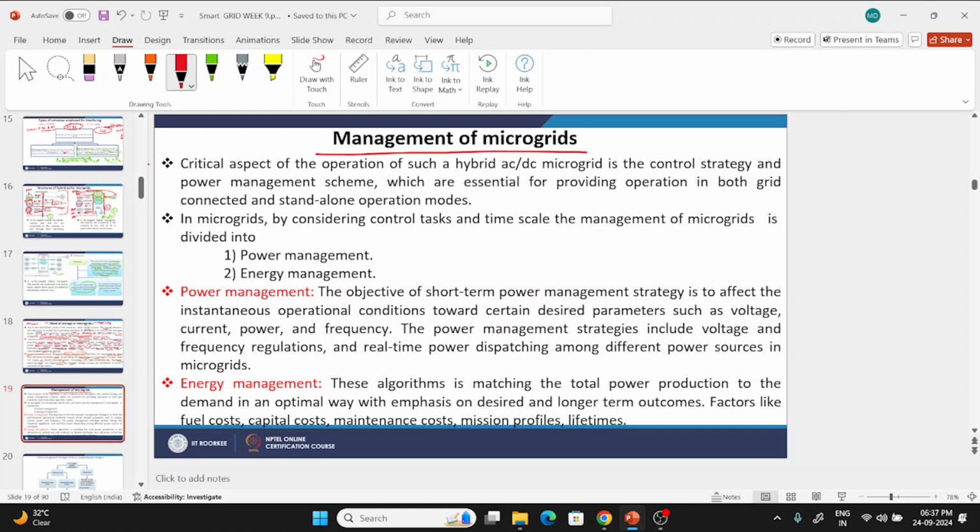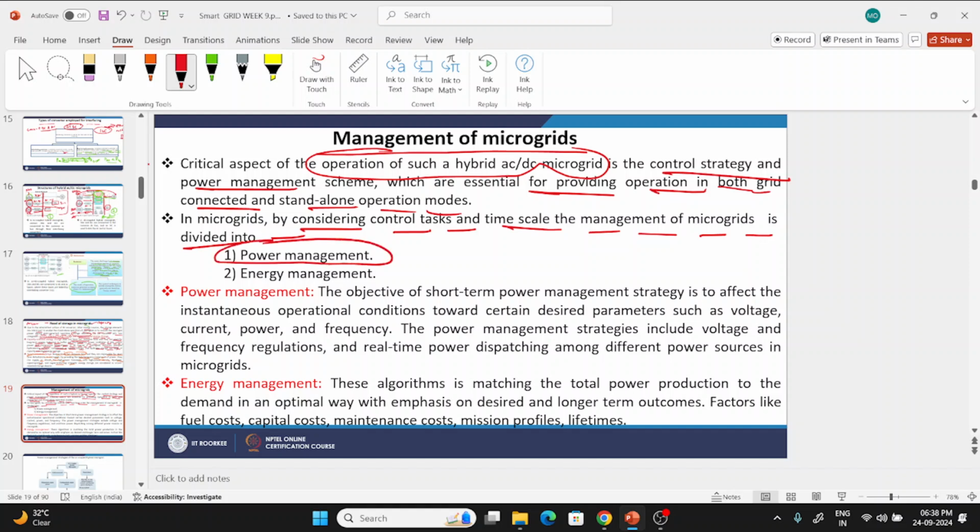The critical aspect of any operation such as a hybrid or AC microgrid is the control strategy and the power management scheme, which are essential for providing the operation in both grid connected and standalone modes. So in a microgrid, by considering control tasks and time scale, the management of the microgrid is divided into two parts. One is power management, another is energy management.